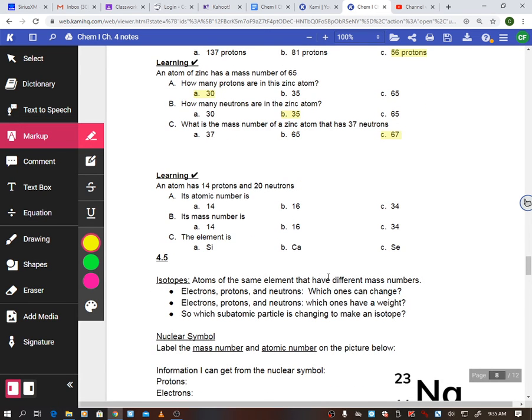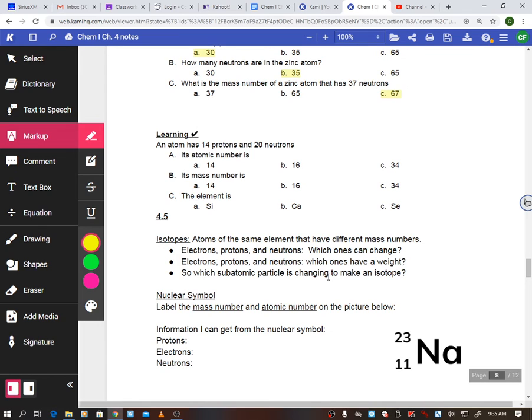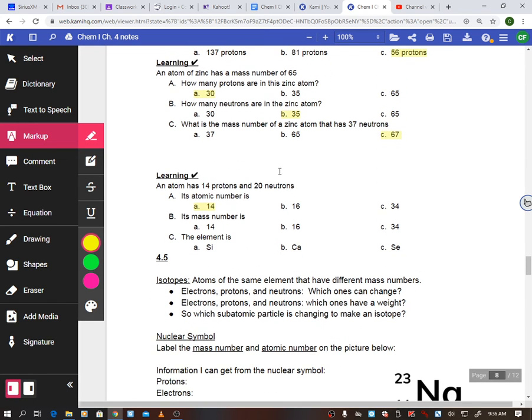All right, and then finally, the last learning check. An atom has 14 protons and 20 neutrons. Its atomic number is the same as your protons, so that's going to be 14. Its mass number is, remember, mass is protons plus neutrons. Up here we got used to subtracting them, but remember P plus N is your mass, so this is going to be 34. And then the element: if you're looking at atomic number 14, you look at your periodic table, find element number 14, and that is silicon.